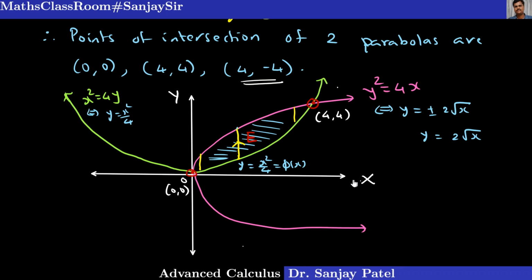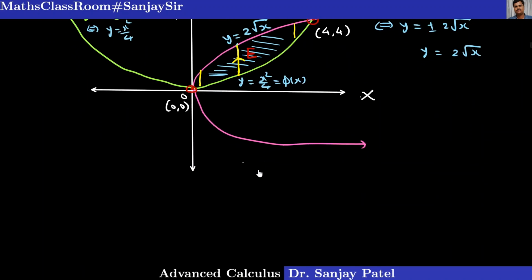Then we take y is equal to minus 2 root x. So the equation of this pink parabola in our case will be y is equal to 2 times root x. Okay. So now let us write down that integration.